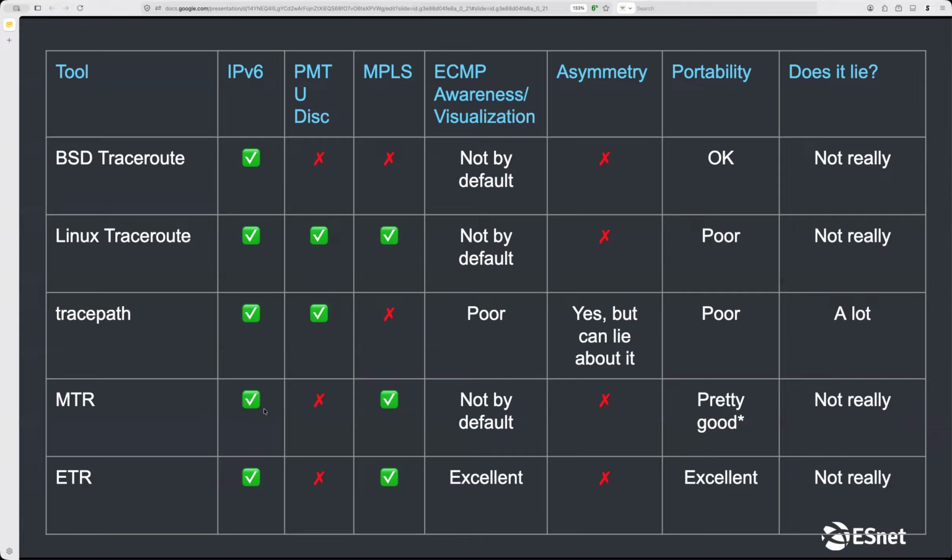This doesn't even have all the tools. I didn't put Dublin traceroute in here because, of course, it doesn't have IPv6, so it should be disqualified. But there's also Dublin traceroute, and there's also Trippy, which again I just discovered recently, so I haven't even figured out all the things it can and can't do.